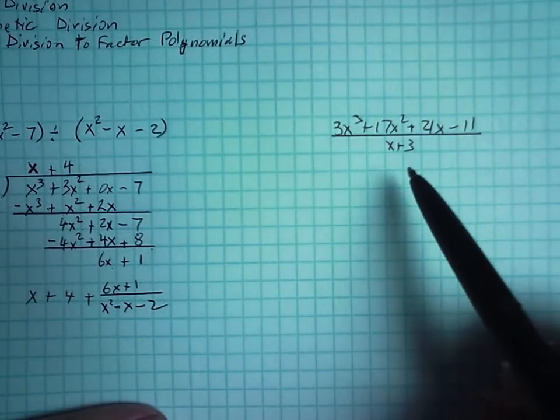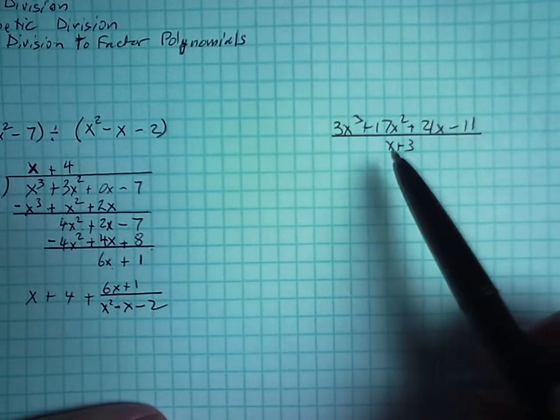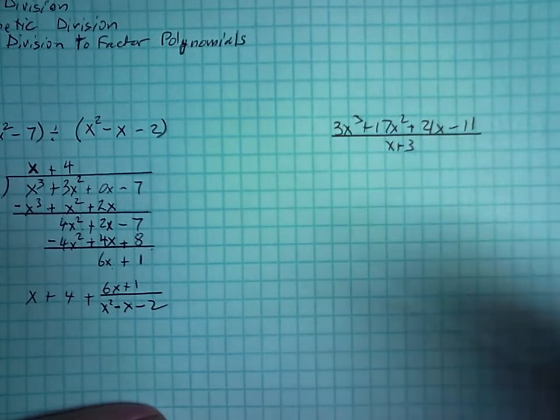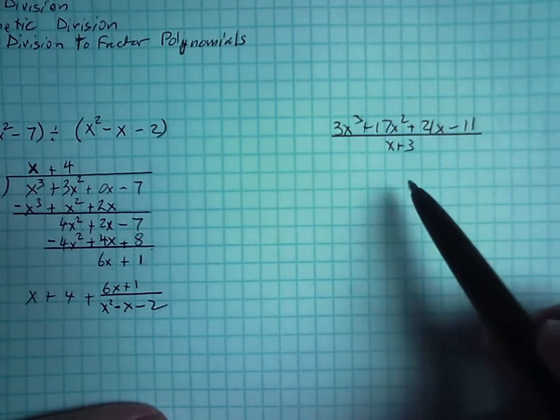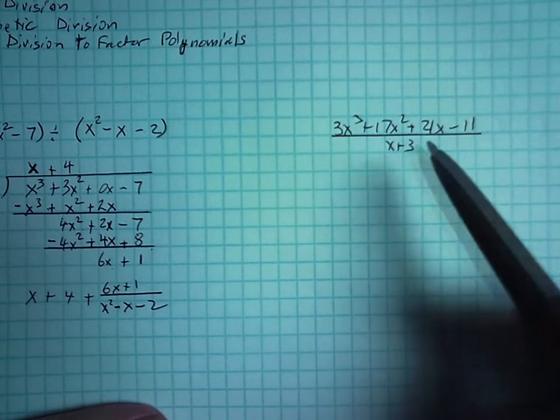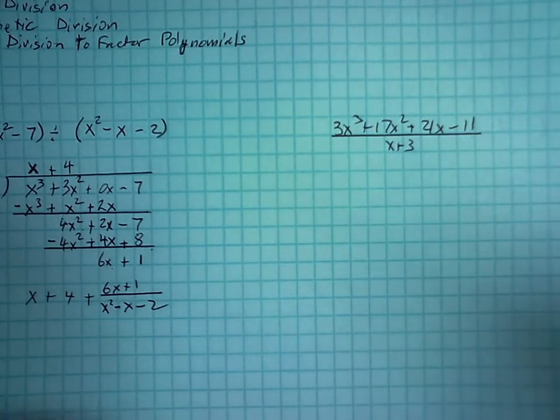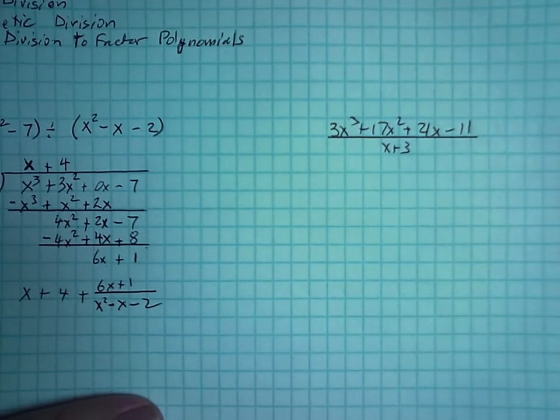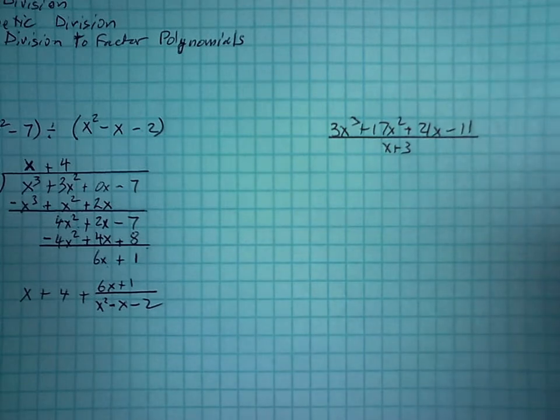If what you're dividing by is a linear factor with a leading coefficient of 1, that is, it can be written as x plus a number or x minus a number, then you can use something we call synthetic substitution. You've seen this if you've been watching my videos. You saw this in 5.2, when we called it synthetic substitution at the time. I said it would come back, and this is it.